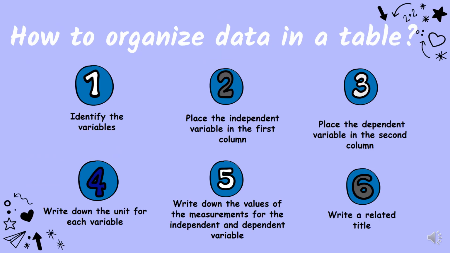How to organize data in tables? Look at these steps. Number 1, identify the variables. Number 2, place the independent variable in the first column. Number 3, place the dependent variable in the second column. Number 4, write down the unit of each variable. Number 5, write down the values of the measurements for the independent and the dependent variable. Number 6, and the last, write a related title.